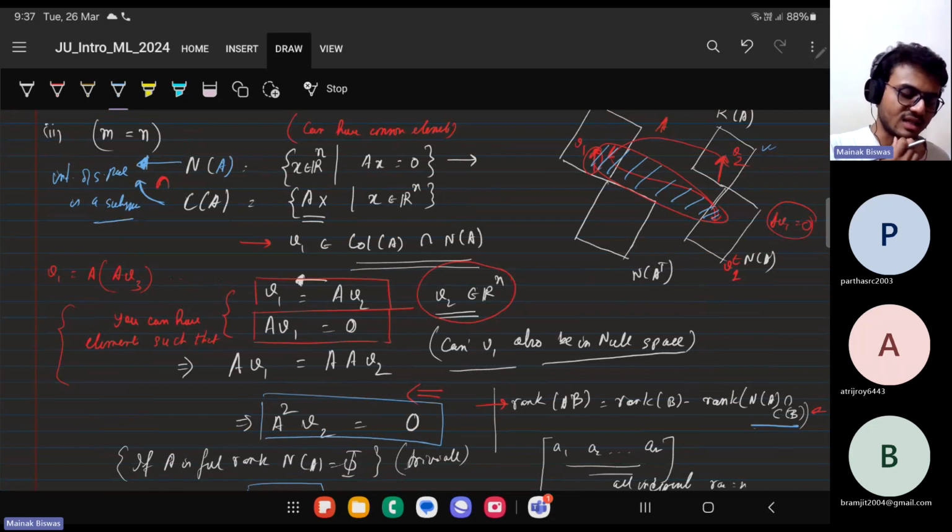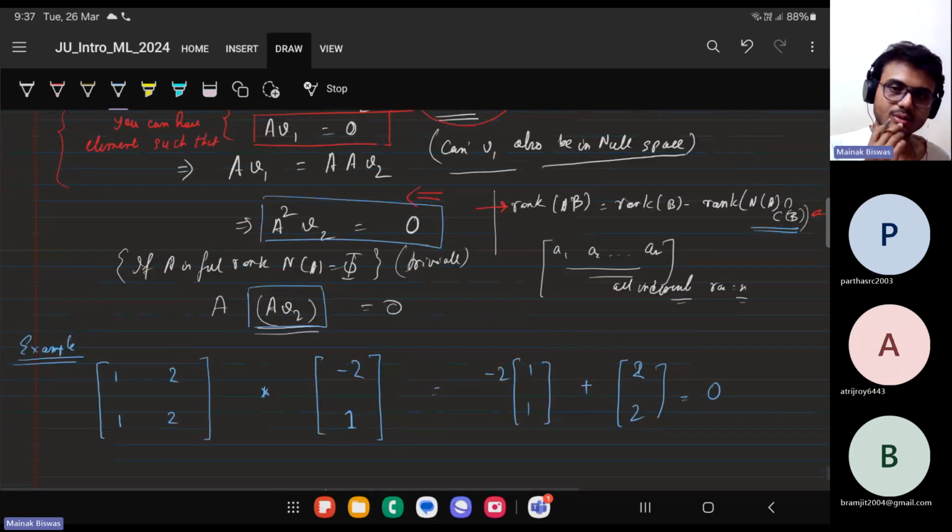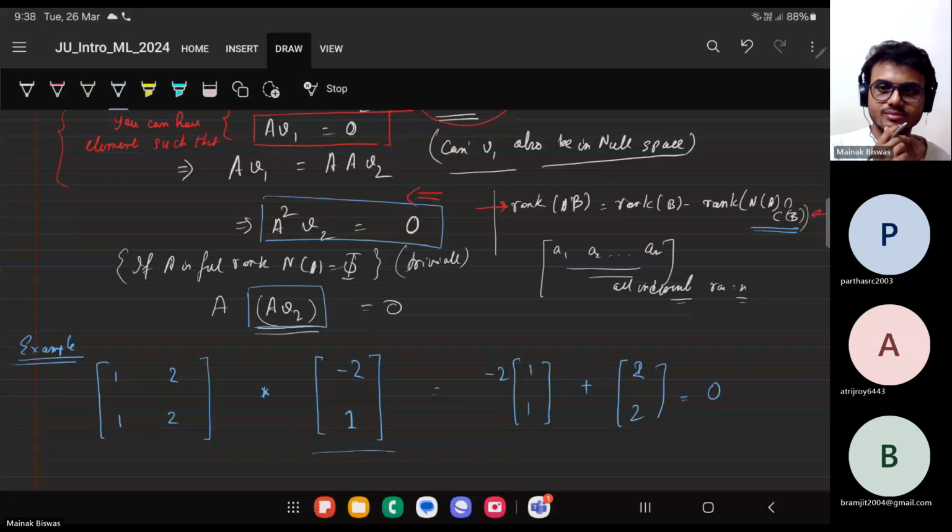But for the same matrix, I'm still a bit confused. How can they have common elements? Here the determinant of A was 0. Correct, the determinant of A is 0, so they're not invertible. Go ahead, what is your question? It is difficult to find some element in the column space. That is what I was saying.